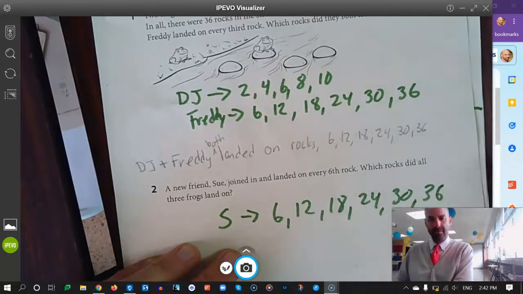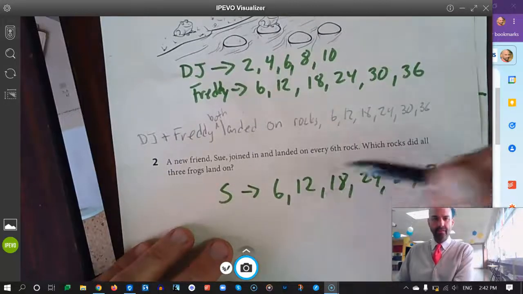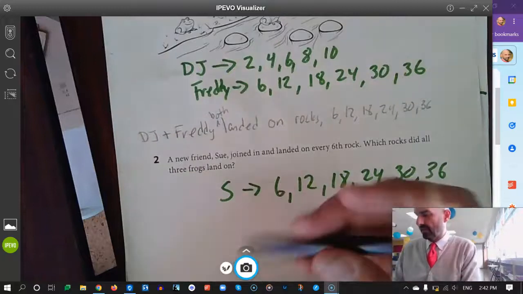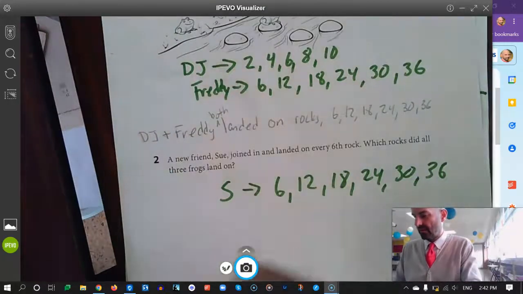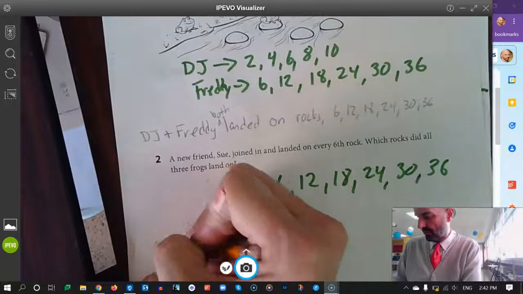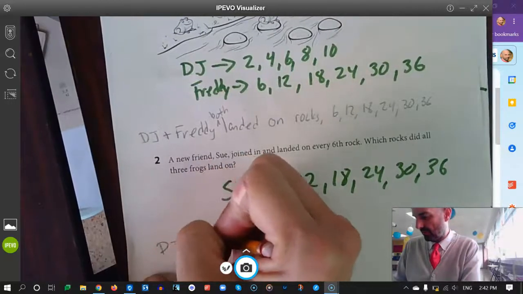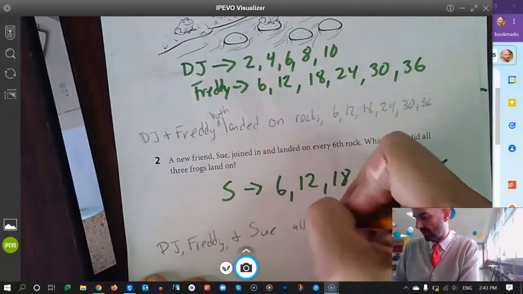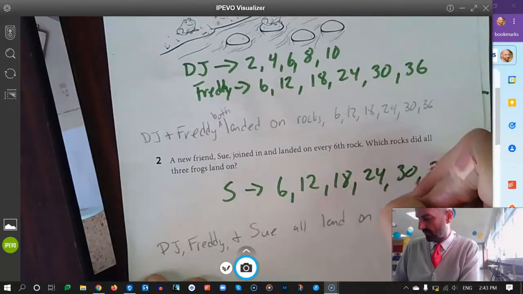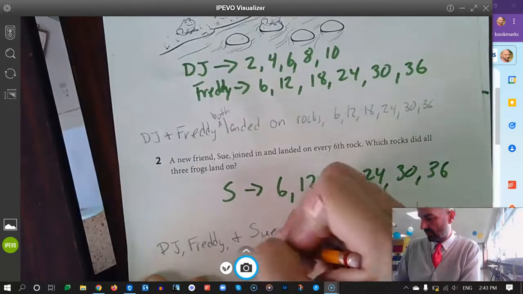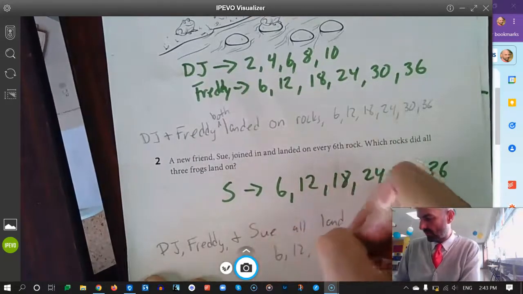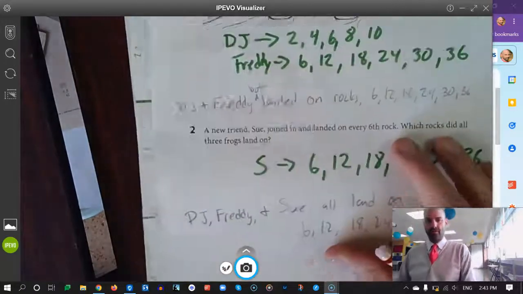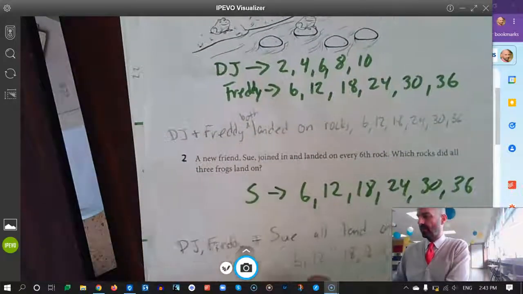Fun. Did you notice that right away? I didn't notice that right away. It's all of those. Those are the ones she just lands on, 6, 12. So DJ, Freddy, and Sue all land on rocks 6, 12, 18, 24, 30, and 36. Awesome sauce.